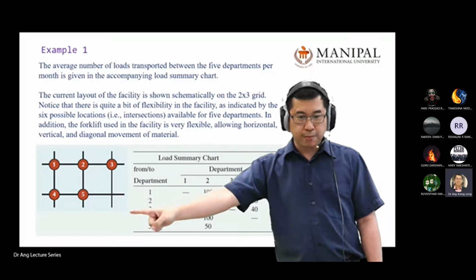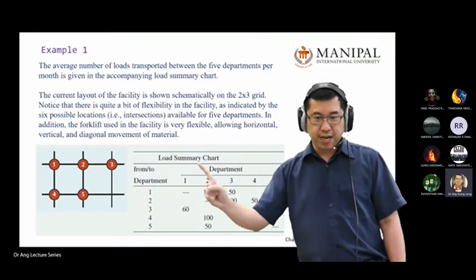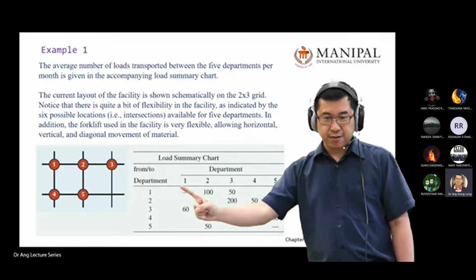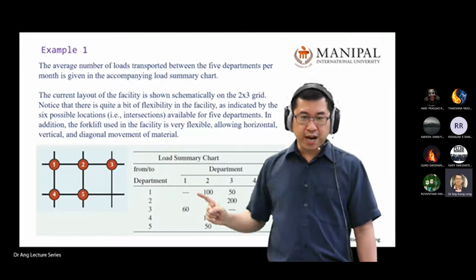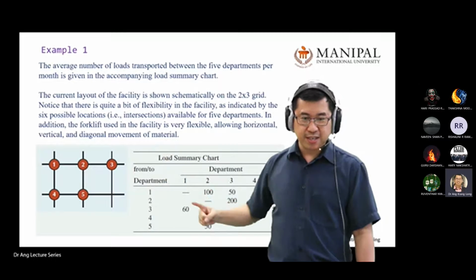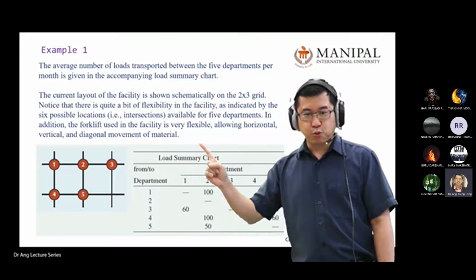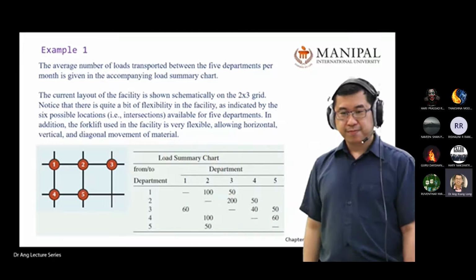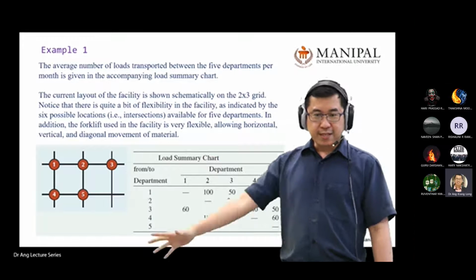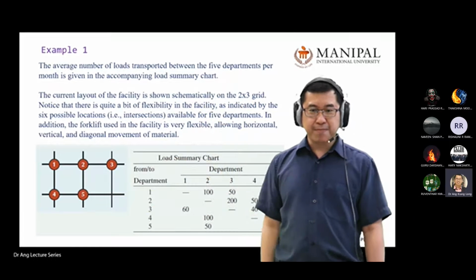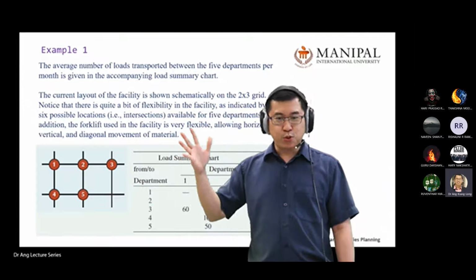You see number 3 to number 5, you can move diagonal. This is called diagonal. Or you can move 1 to 5. You can move in this way. Okay, you can move 2 to 4 diagonal. Okay, so these are the rules of the game that you need to know.